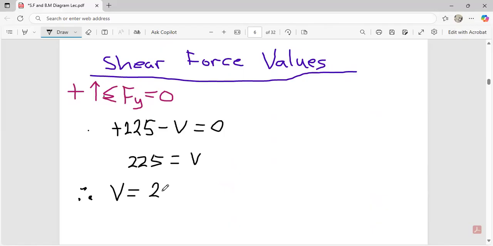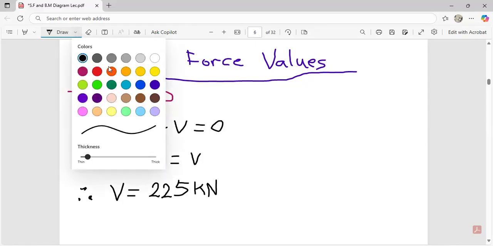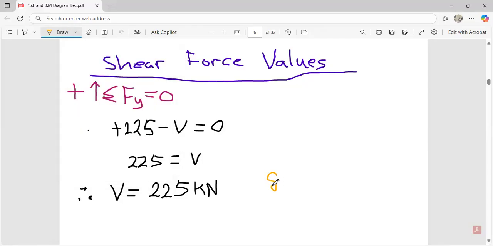225 kilonewton. And over here, you realize that no variable is attached to it. Because no variable is attached to it, we can call it a constant. Okay, it's constant, because there is no x attached to it.